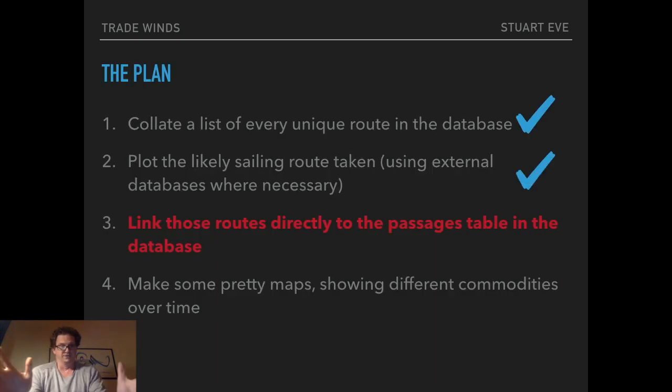So I've plotted the basic routes, and the next thing to do was to start linking those to the passages table, and then to start actually kind of interrogating this data a little bit. So I inserted the unique route ID into the main passages table, which then allows me to link all the other data to the spatial visualization. So here is a relatively simple visualization.